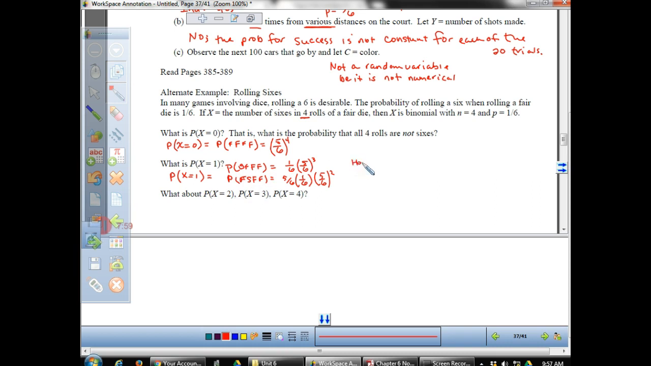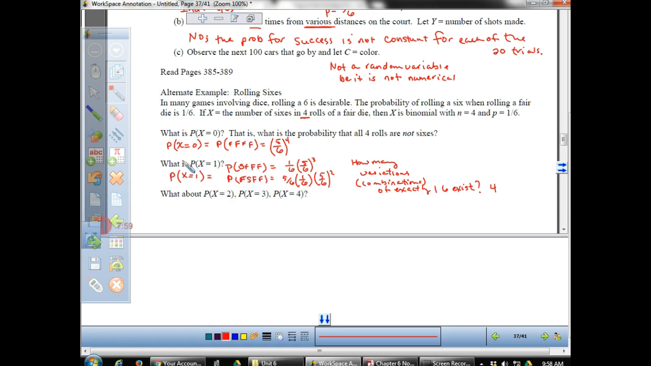So how many variations? And guys, is this not just a combination? So I'm going to say, how many combinations of exactly 1 six exist? It's going to be 4, because it could be a failure, then a success, and a failure.